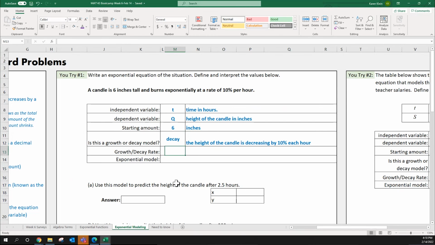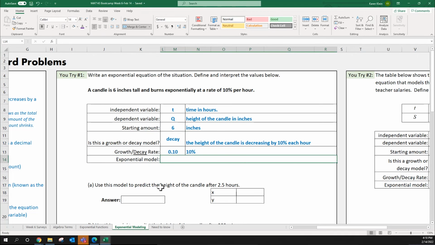All right, now we need to find our decay rate. So our decay rate is going to be 10%. Now we need to calculate that as a decimal. So you're going to take 10 and divide it by 100, just like we did when we took a percentage and turned it into a decimal. So our decay rate, and it is decay, I'm going to highlight that, is 0.10.